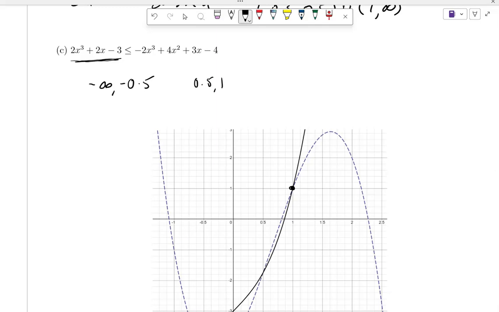Now, in this case, do I want to use parentheses or brackets? Well, on infinity, what do we always use? Parentheses, right? But what about the rest of them? Because it can be equal to, right? That equal sign there says it can be included. That okay?